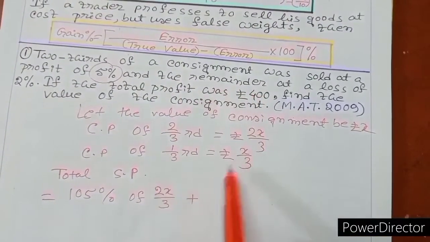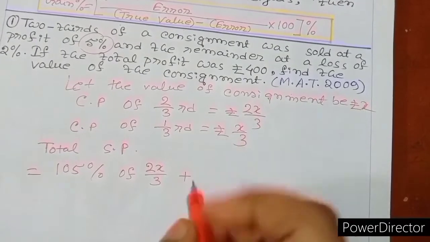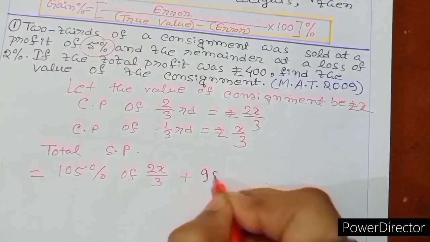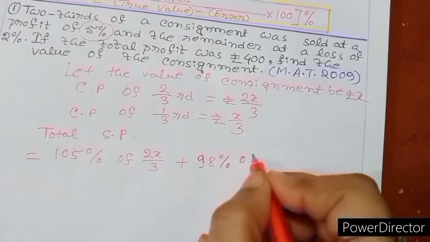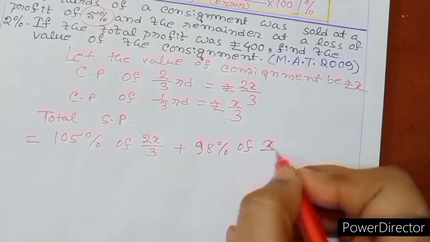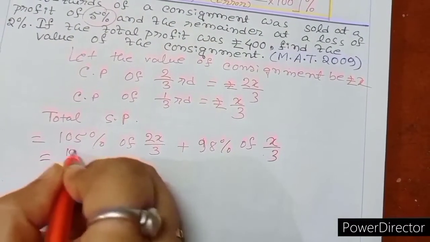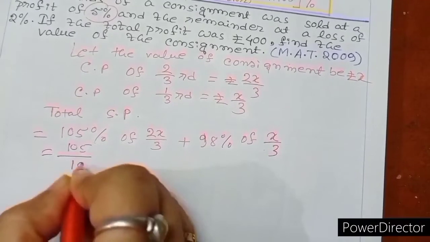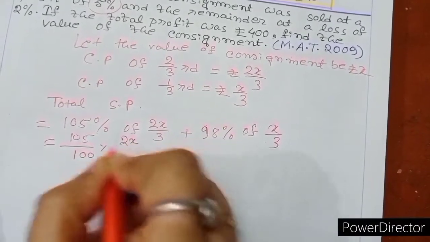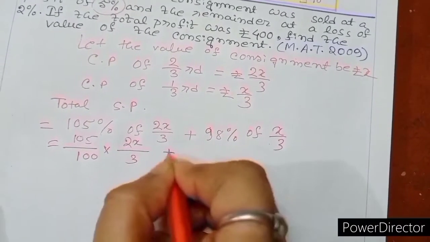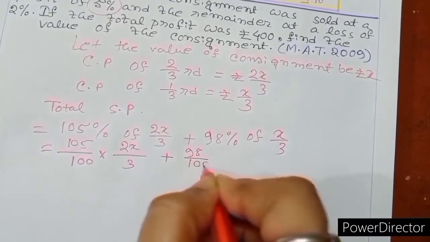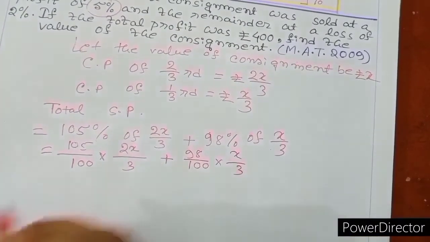So the remainder is loss. Loss means x by 3. So 98% of x by 3. So 105 by 100 into 2x by 3 plus 98 by 100 into x by 3.